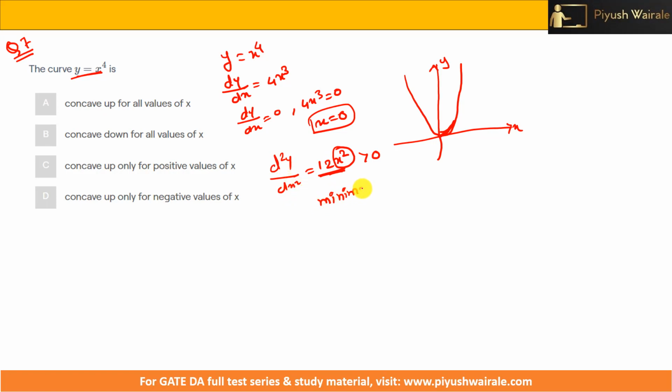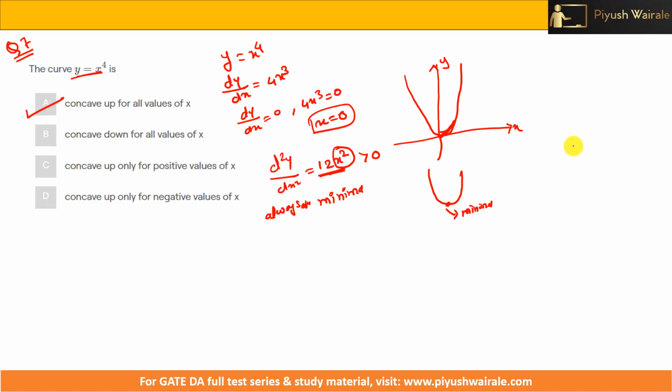It will always obtain a minima, right? And here you can see the graph for it. If there is only one minima like this, here you can see we have the minima. So when a graph has only one minima, it means it is concave up for all the values of x. So option A is correct.